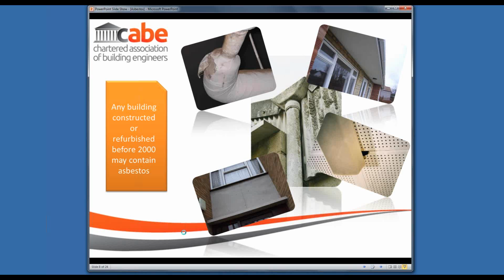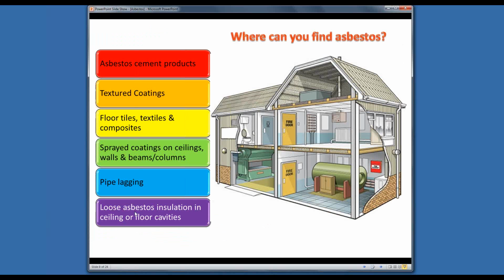Where are we actually likely to find the asbestos products? Well, an awful lot of asbestos cement products were used in finishes. Textured coatings, particularly things like Artex ceilings, included asbestos products. Some floor tiles, some fire-resistant textiles, some composite materials would have included asbestos in their makeup, as would some sprayed coatings on ceilings, some pipe insulation, which, as we've said, and some loose asbestos insulation in ceiling and floor cavities.